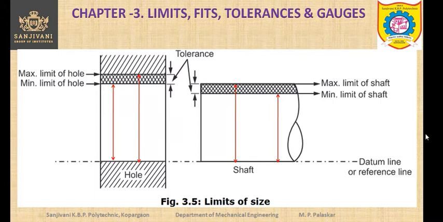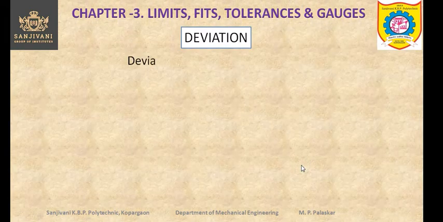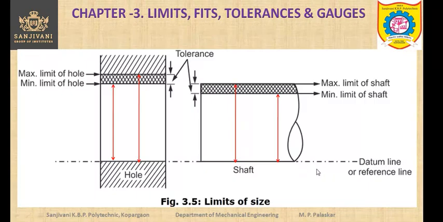This is the shaft and this is the hole. This is the datum line or the reference line, and here we have the tolerance. This is the tolerance zone. Up to this lower side we have the lower limit, and here we have the higher limit, and this is the tolerance zone for the hole also. This is the lower limit and this is the higher limit.